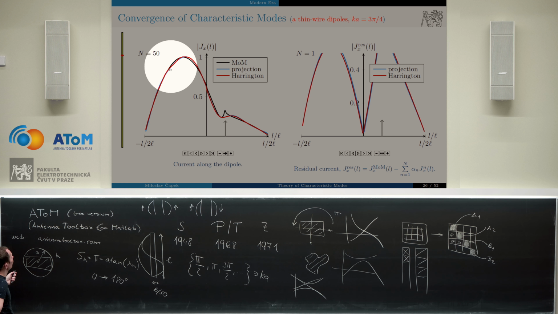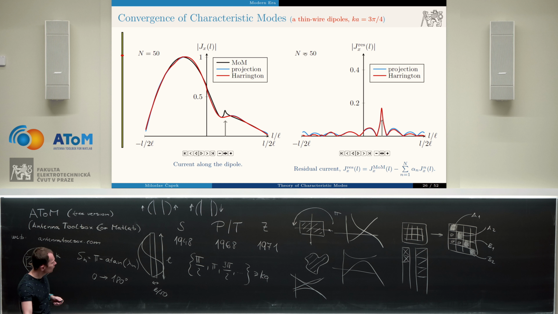And this is confirmed here. If we take a look at the residual current, so the difference between the reference solution and our summation formulas, you can see that in the vicinity of the feeder, truly there is a huge numerical error, even though we used 50 modes. And actually, there is not much you can do with this.